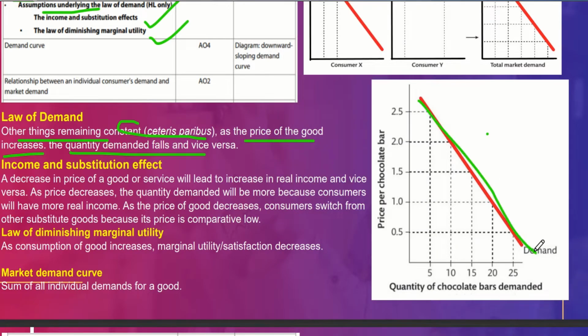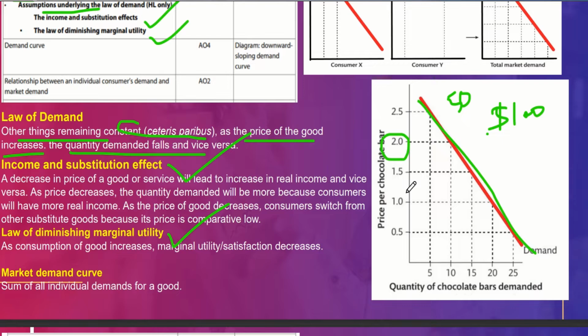The reason is two things. One is the income and substitution effect, and the other is the law of marginal utility. See, what is the income and substitution effect? For example, just assume you have $100, and if the price of a chocolate bar is $2, then at maximum you can buy 50 chocolate bars for $100.